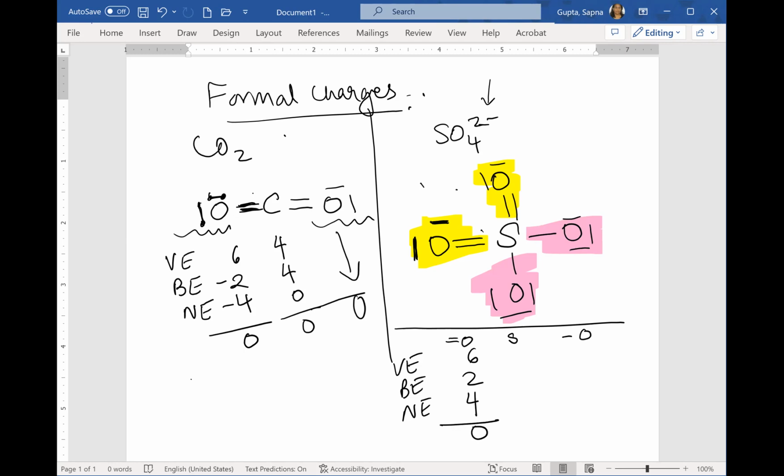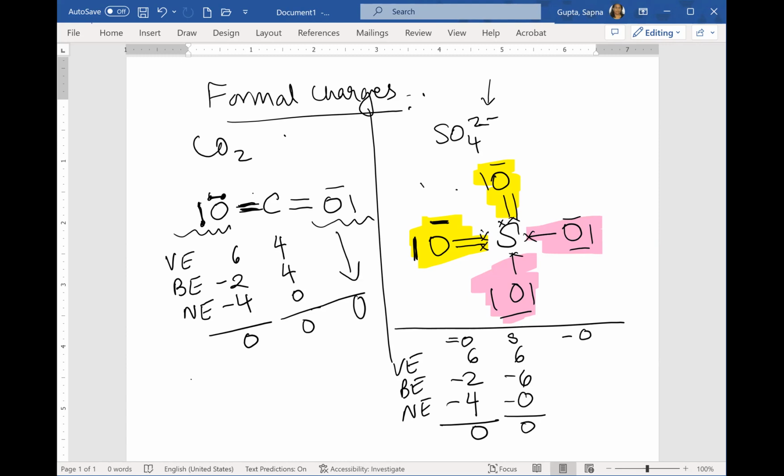Then for sulfur, again, the valence electrons are 6 because it's in group number 6. And then how many bonds does it have? It has 6 bonds over here. So that's the bonding electrons that it's supposed to have. And then the non-bonding electrons, there are none left, because if you count, there are 1, 2, 3, 4, 5, 6 electrons, right? So all the 6 electrons are bonded. So there is no non-bonding electron left in there. So 6 minus 6 minus 0 is also equal to 0. Let me put the minuses here also.